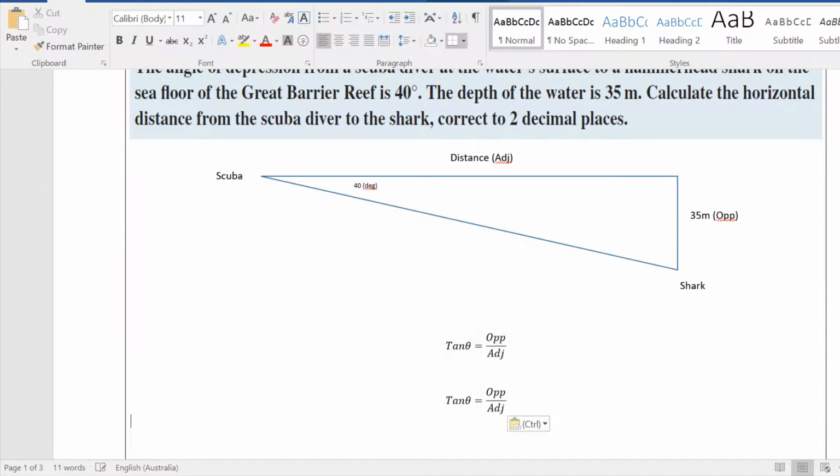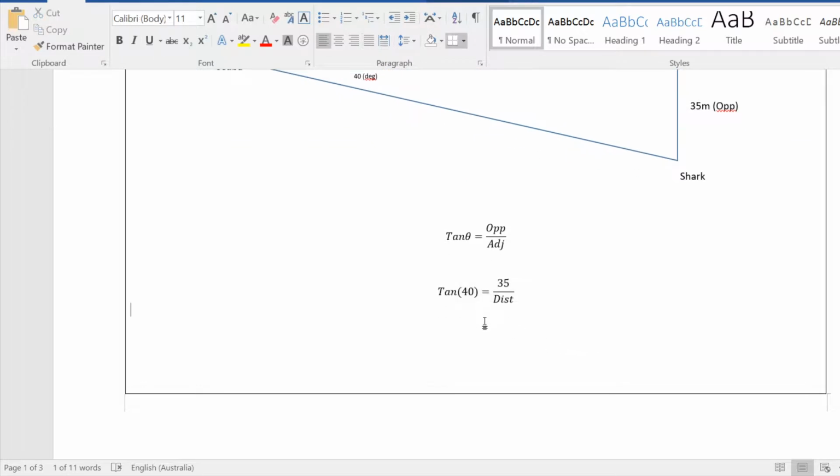We label the triangle, we've got the ratio, now let's substitute. Tangent in this case is going to be 40 degrees. Our opposite we know is 35 meters. What we don't know is our horizontal distance, so I'll put DIST for the distance there. Now, rearranging this, if you're unsure how to rearrange this, go back to 8.3 to see how I rearrange a very similar one. But effectively, the distance is going to be equal to 35 divided by tan of 40. We can pop that straight into the calculator and that will give us our horizontal distance.